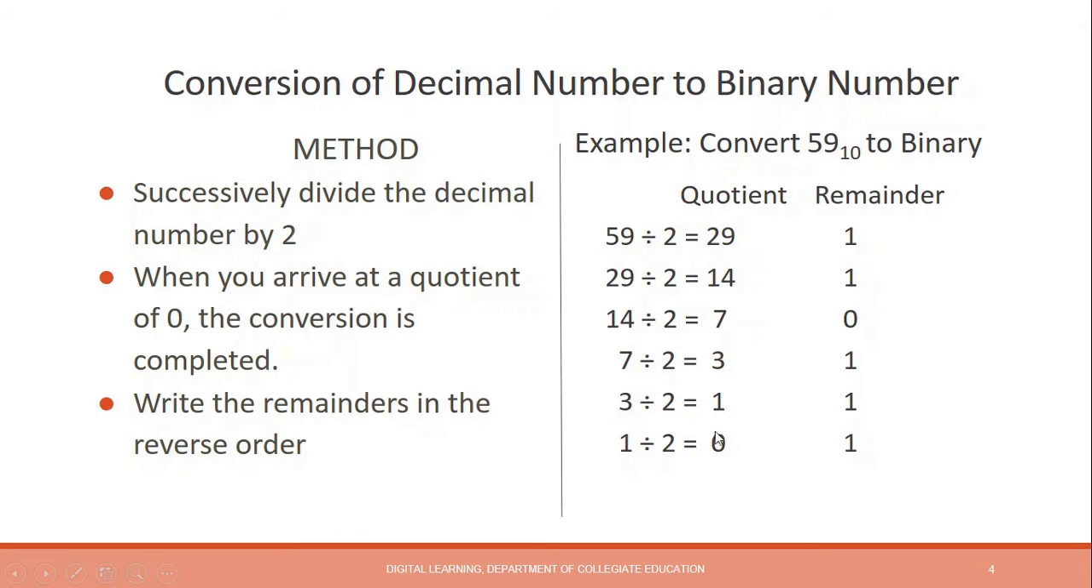So we are stopping the process here and we will be writing the remainders in the reverse order, which will give us the binary equivalent of the given decimal number. So the final answer is the binary equivalent of 59 is 111011.